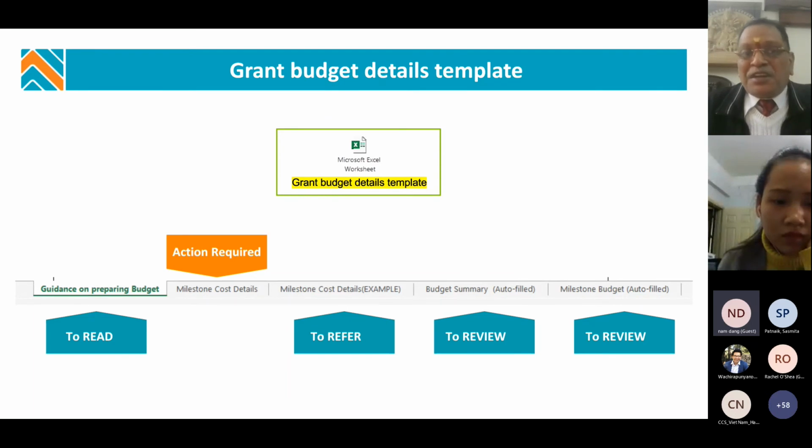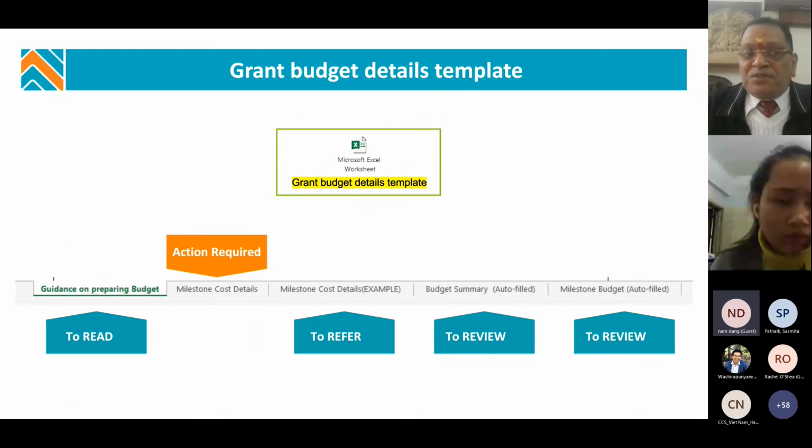Now we'll be talking about the grant budget template, and I'll take you through just to give a broader view of how you can prepare this grant budget. The template is attached here in the presentation, and you can simply click on this and fill in this template. You will find just 5 tabs, and we have tried to make this as user friendly as was possible.